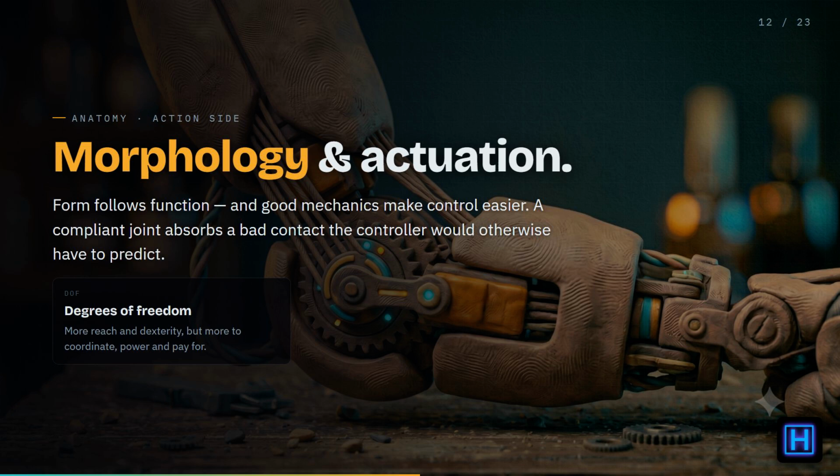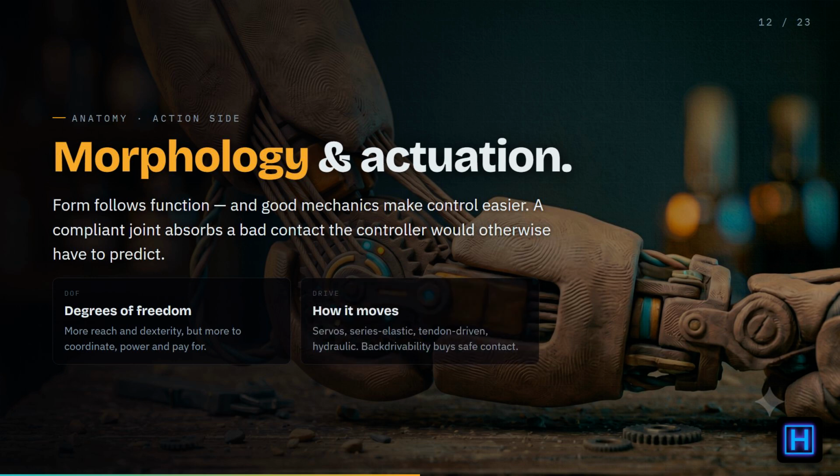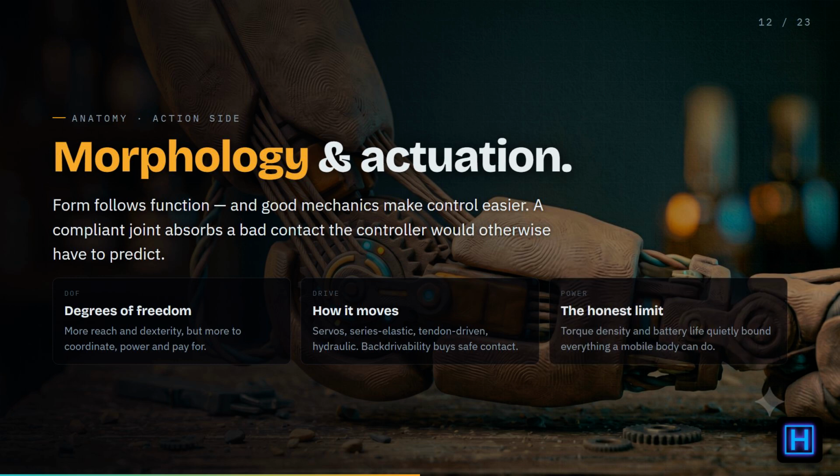How it moves: servos, series elastic, tendon-driven, hydraulic. Backdrivability buys safe contact. The honest limit: torque density and battery life quietly bound everything a mobile body can do. Why humanoid? The world is built for human bodies, and human video is the largest available demonstration set.